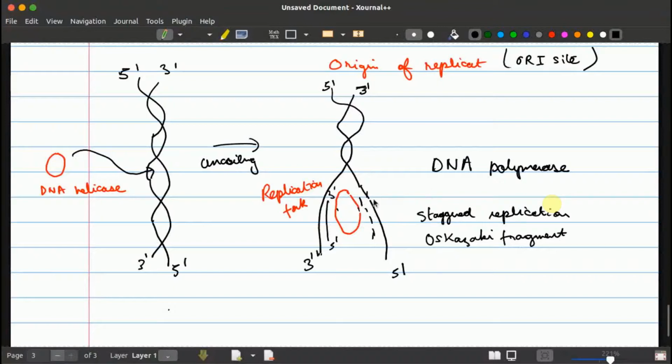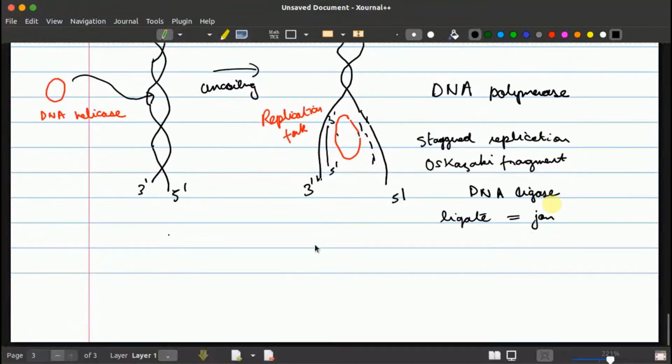So this entire thing is joined together by what is known as DNA ligase. Ligase comes from the word ligate. Ligate means to join. So it basically joins this stuff up. So you have these staggered fragments, right? After some time, it will be somewhere on top. I should have used a different color for the new strand. So ligase will join this up, and I should have used a different color.